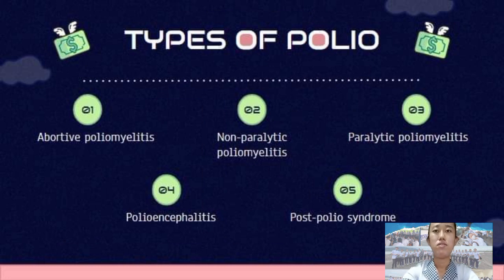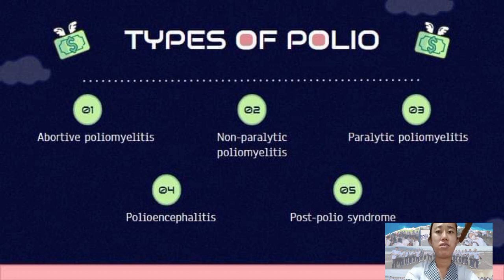And then, so there are 5 types of polio. First, we have abortive poliomyelitis. It causes flu-like and intestinal symptoms. It only lasts a few days and doesn't cause long-lasting issues. Next, we have non-paralytic poliomyelitis, which may cause aseptic meningitis, swelling of the area around your brain. It causes more symptoms than abortive poliomyelitis and may require you to stay in the hospital.